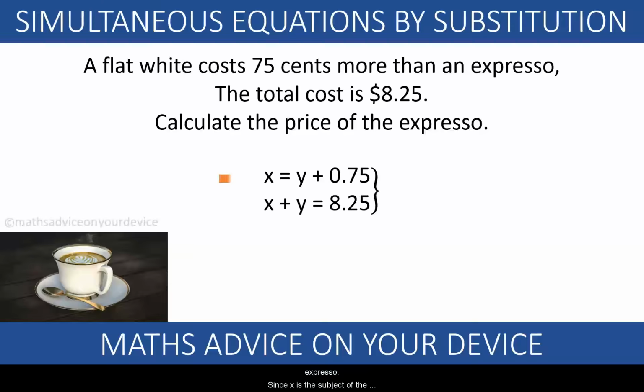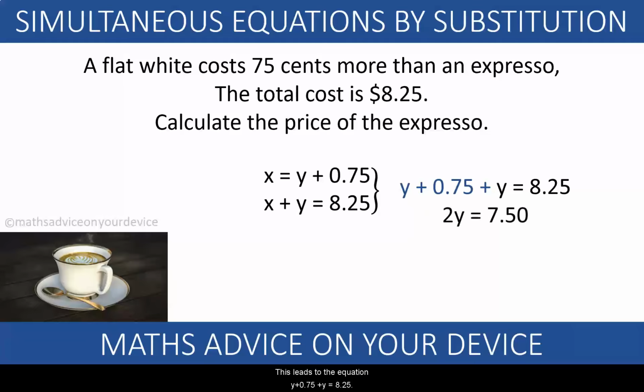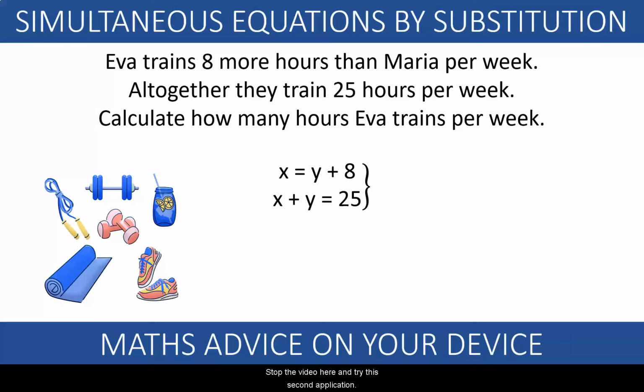Since x is the subject of the first equation, we can easily replace it into the second one. This leads to the equation y plus 0.75 plus y equals 8.25. 2y equals 7.5, so y equals 3.75. Stop the video here and try this second application.